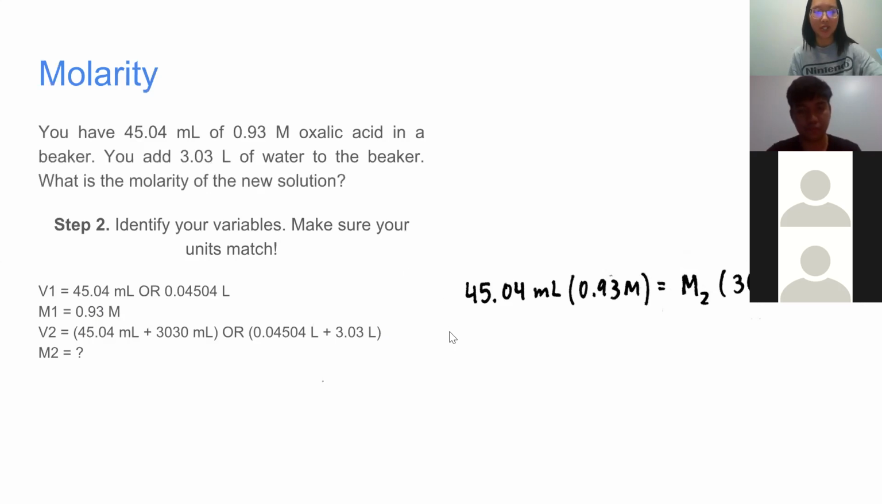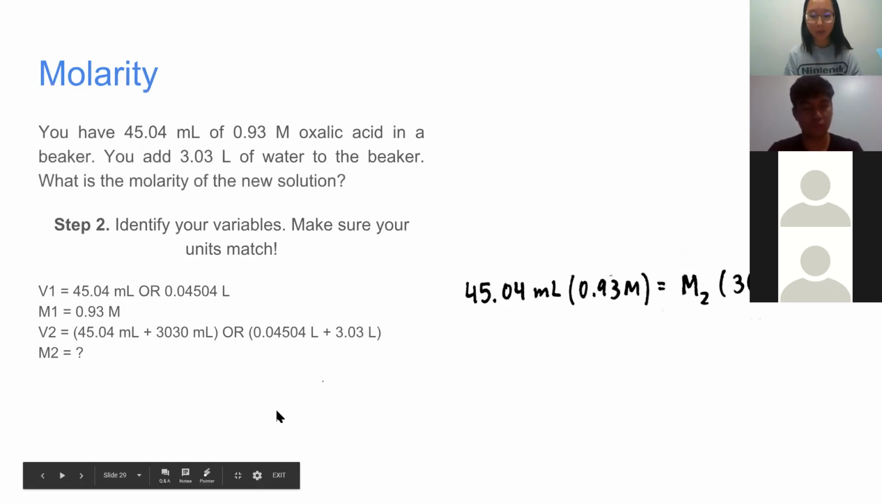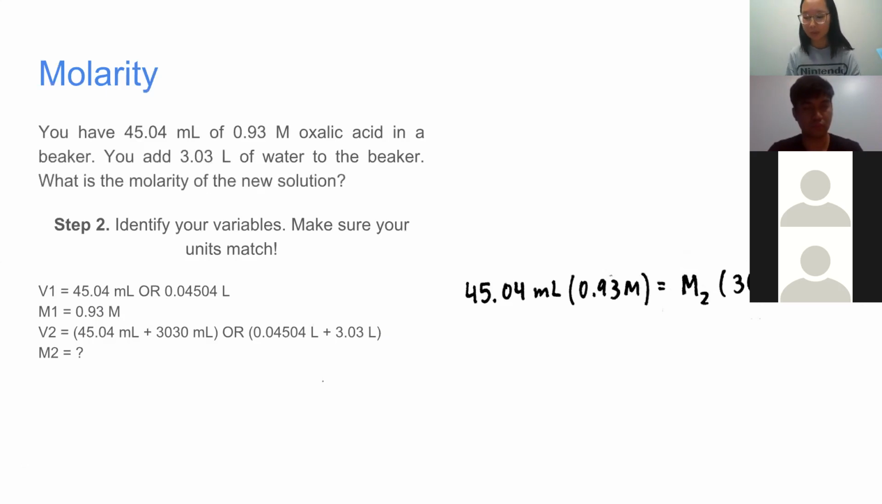My molarity is pretty straightforward. It's already given to you. You don't need to convert or calculate anything. But we do need to make sure that whatever units we use of volume or molarity, when we plug it into our equation, they must be consistent. So for my example, I used milliliters for both sides of volume. You can use liters if you want, but I think it's easier to convert to milliliters.